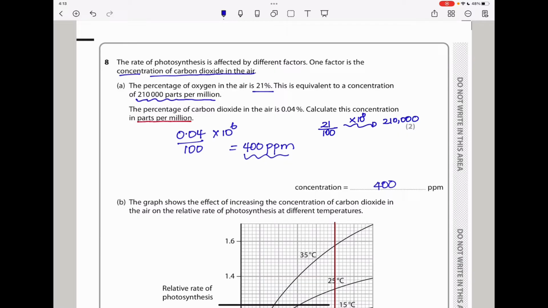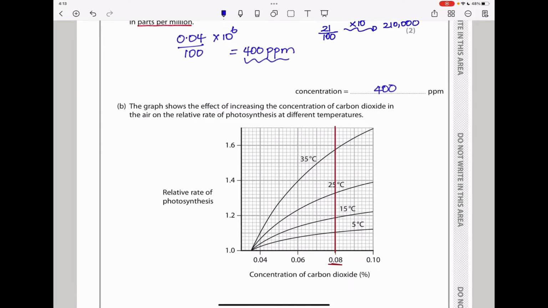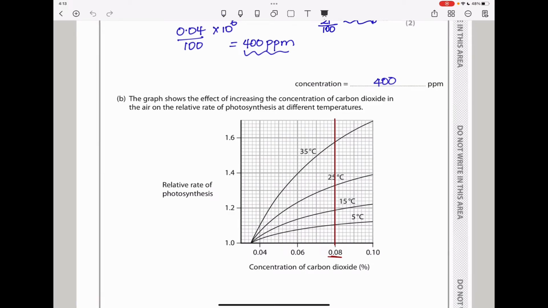The next part says, the graph shows the effect of increasing the concentration of carbon dioxide in the air on the relative rate of photosynthesis at different temperatures. Here on the vertical axis, we can see the relative rate of photosynthesis, and here we can see the concentration of carbon dioxide. As the CO2 concentration increases, the rate of photosynthesis increases. Also, as temperature increases, the rate of photosynthesis increases.